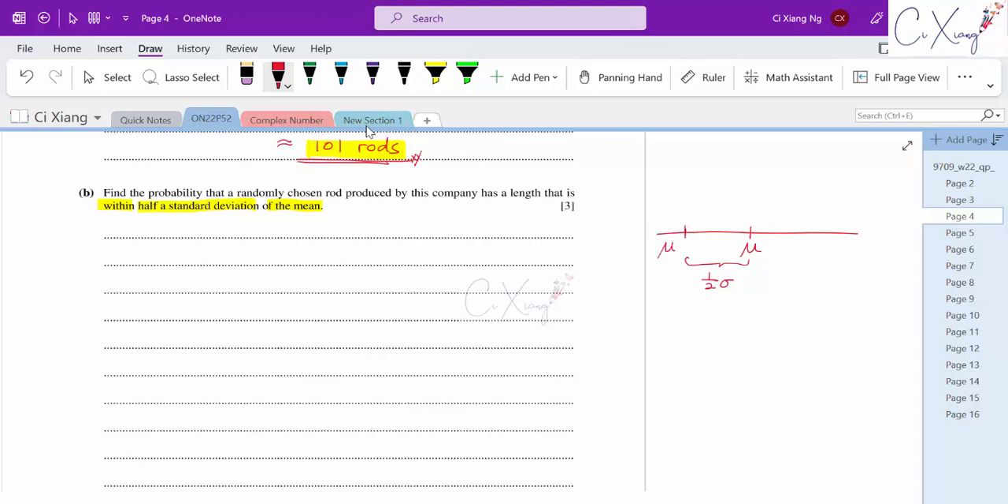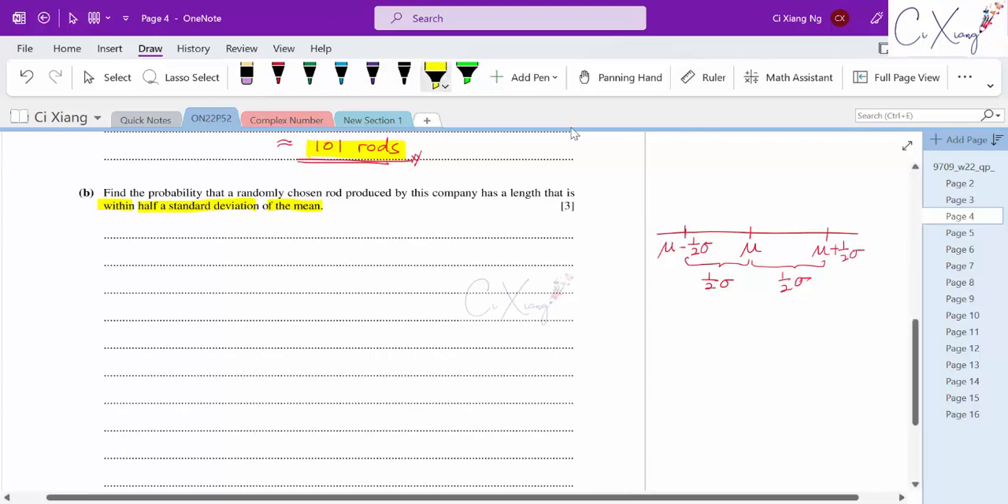When we write it out, it should be mu minus half a standard deviation. But it does not only happen on the left-hand side. They say within, so it can be above or below. So we have another value, where the limit is above the mean by half a standard deviation. This particular value will be mu plus half a standard deviation, and they want us to find the probability between these two values.